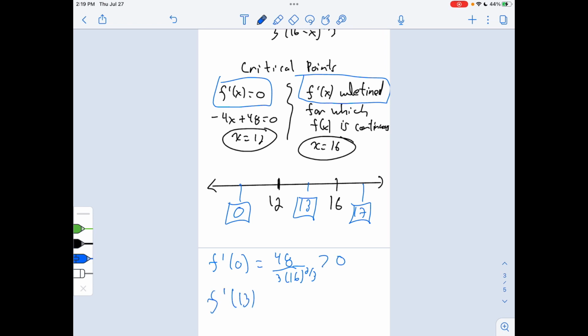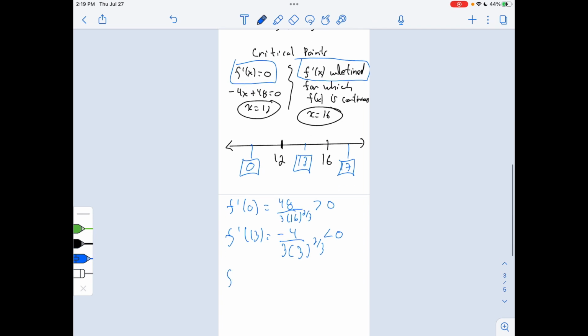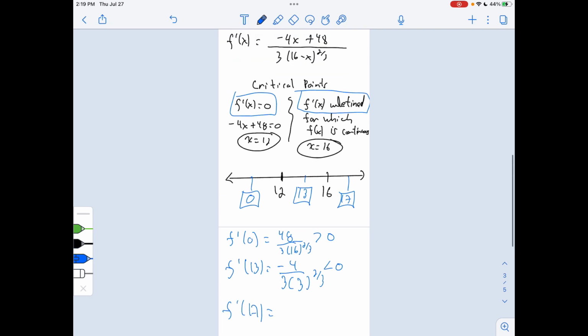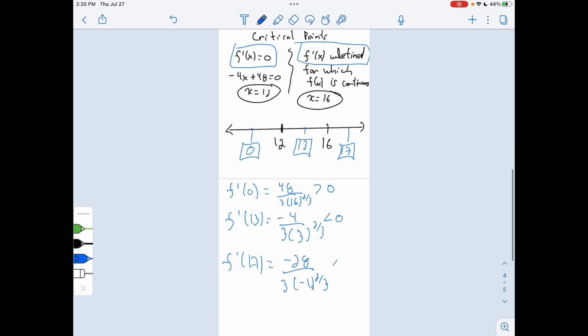If you plug 13 into your derivative, that'd be minus 4 times 13 plus 48, like a minus 4 all over 3 times 3 to the 2/3. And that would be less than 0. And if you plug in 17, negative 4 times 17 is negative 68 plus 48, that's a negative 28 over 3 times 16 minus 17, which is negative 1, to the 2/3. That'd be less than 0 as well, because negative 1 to the second power is positive, and the cube root of that is something that's positive.